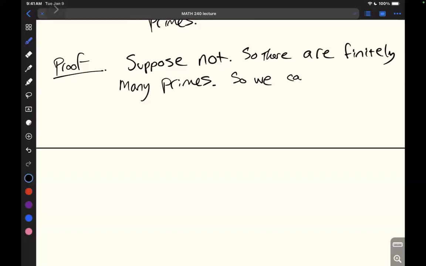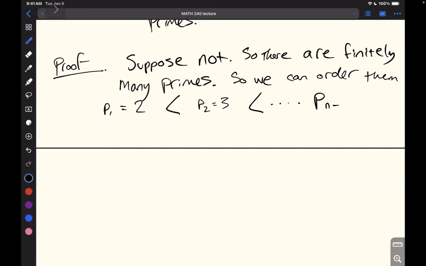So we can order them like P1 is equal to 2, and we can order that being less than P2 is equal to 3, and so on. So we can list all of the primes. We can compute them with our long and arduous method, and then we get to some prime number n minus 1, and then finally our last prime number, right? There's only finitely many of them. We can list them.